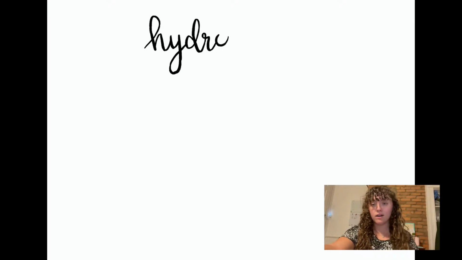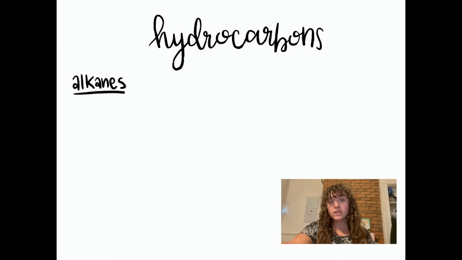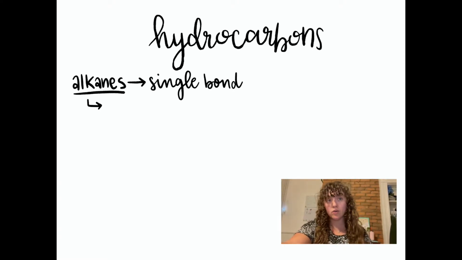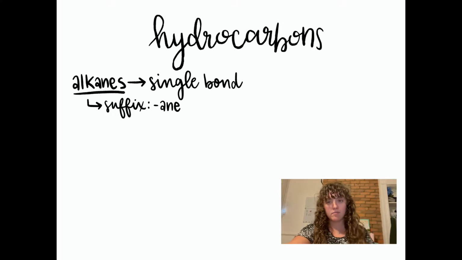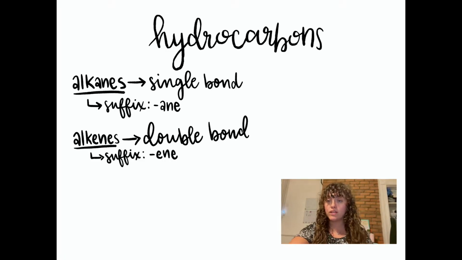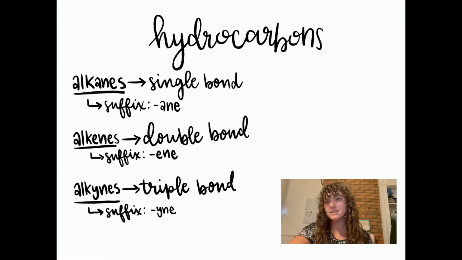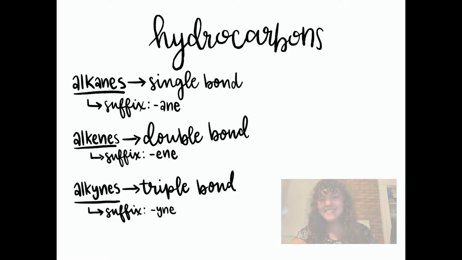The most basic molecules that you'll find in organic chemistry are called hydrocarbons. These are molecules that are made up of hydrogen and carbon. I know, very creative. Some of these hydrocarbons are alkanes, and these are carbons that are linked together by a single bond. The suffix that is used to name these is ane. Then you have alkenes, which are carbons that are linked together by a double bond, and the suffix used to name these is ene. And then you have alkynes. These are carbons linked together by a triple bond, and the suffix for this is ine. I know it's kind of hard to say.